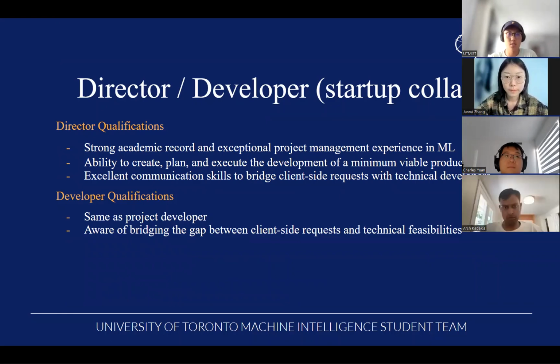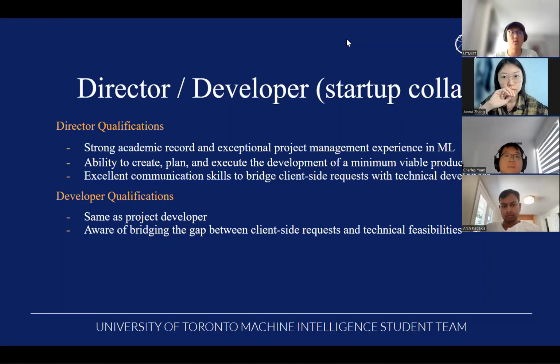First and foremost is the recruitment for directors and developers for our startup collaboration projects. It's one of our new initiatives this year. The 3 startups we're working with are AltaML, AutoML, and Omni Labs. So as directors, you will be leading the project in the coming year, which includes not only solving the technical issues, but also coming up with a plan to solve the entire problem that the startup has presented to you. During the process, you'll receive guidance from me and the co-presidents of UTMIST.